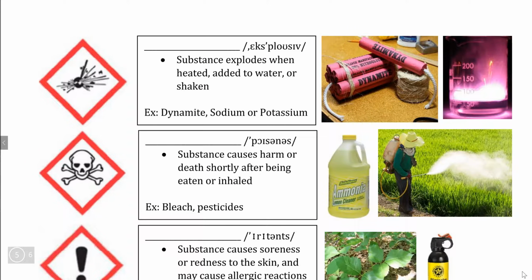Not surprisingly, this symbol that shows an explosion indicates that you are dealing with a chemical that will explode very, very easily, either when heated or shaken violently, but even sometimes when added to water. One of the best examples of this is dynamite, which is specifically used in demolitions, but also there are certain types of very reactive metals like sodium and potassium that explode very violently when added to water.